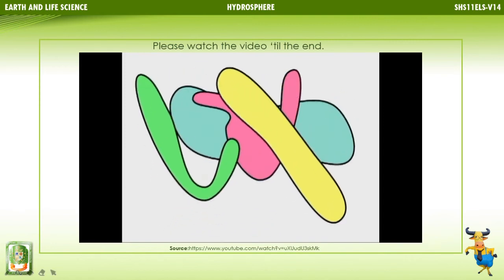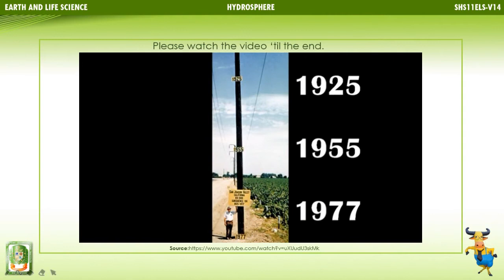Here's a picture of California. On the post there are different dates. Those dates are where that pole and the ground were at the same level. As you can see, as a result of aquifer depletion, the land has greatly subsided.